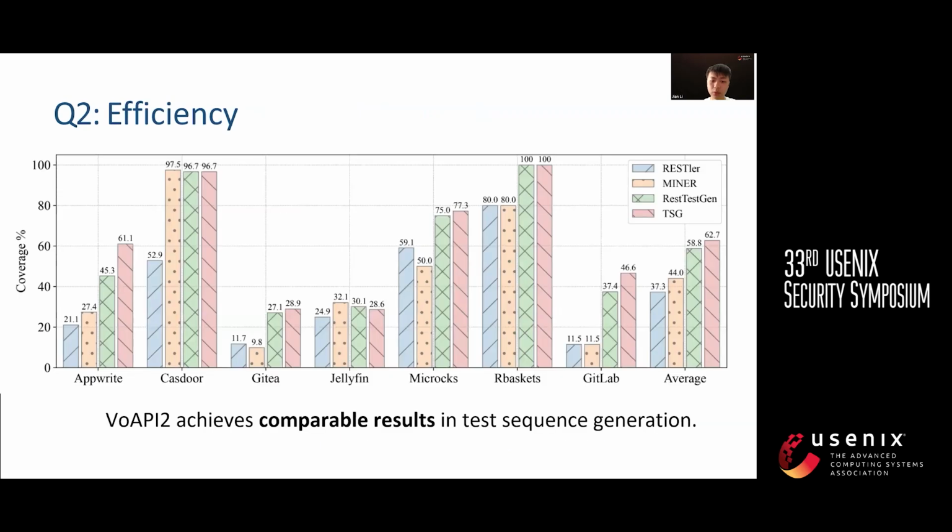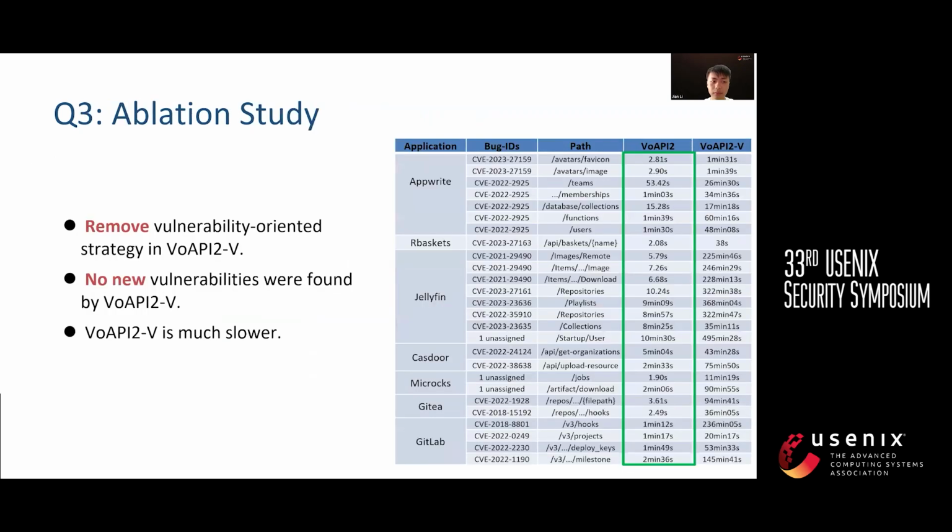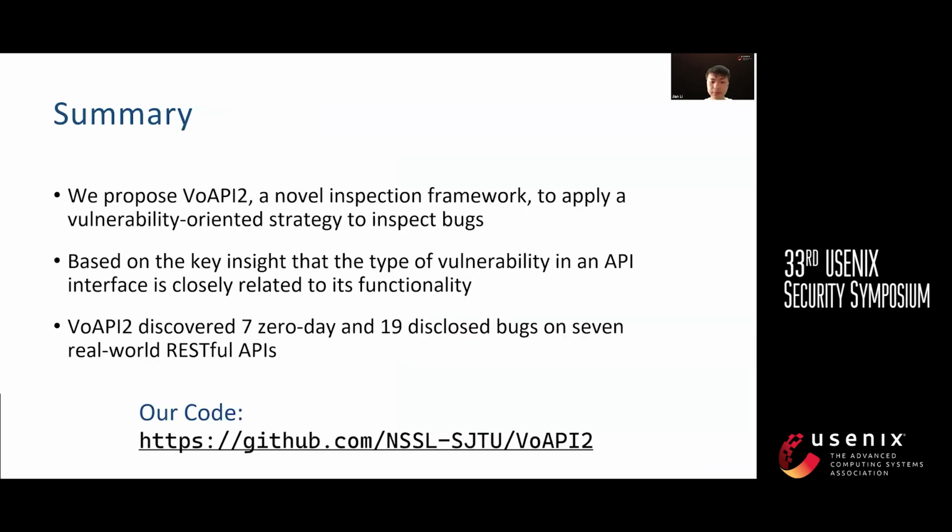To answer question 2, we extracted the test sequence generator module of VOAPI and compared its coverage to other API testing tools. We found that VOAPI achieves comparable results in coverage. Lastly, we removed the vulnerability-oriented strategy in VOAPI-V. No new vulnerabilities were found by VOAPI-V, and it was much slower. This proves that our vulnerability-oriented strategy is effective.